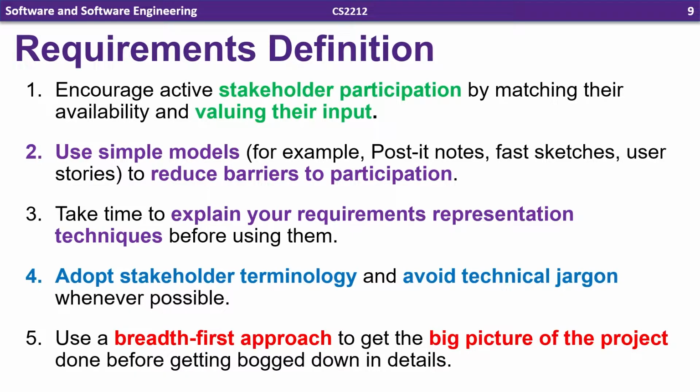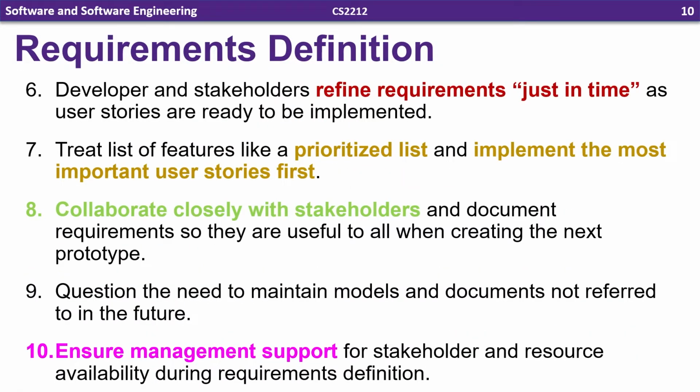Number 5 is use a breadth-first approach to get the big picture of the project before getting too bogged down into details. So when you're gathering the requirements, it's important to go for breadth. You want to understand the requirements at a high level, rather than getting too caught up in the details. The details can be figured out more just in time when you actually start getting to construction or planning and modeling. And that's just what point number 6 is.